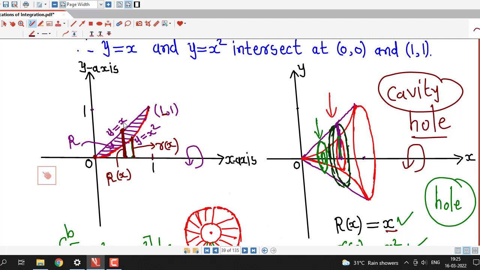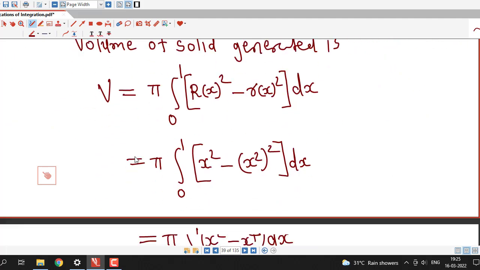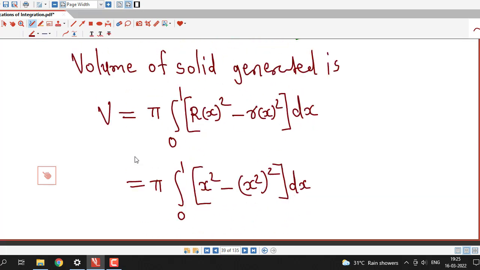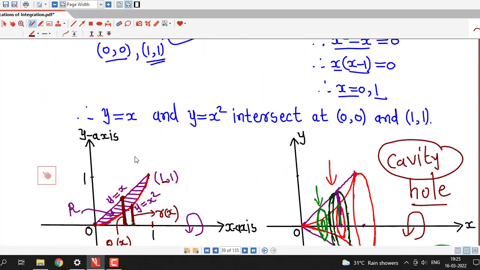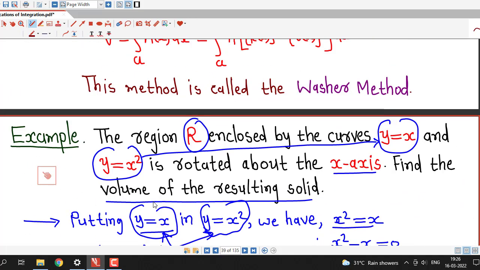So here capital R is this distance which is x, and small r is this distance which is x square, and the limits of integration are from 0 to 1. So in this way we can obtain the volume of the solid generated by this type of region about a given axis of rotation. So this is all about the washer method.